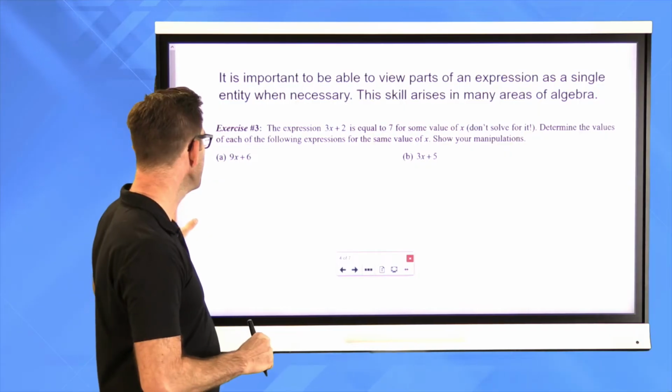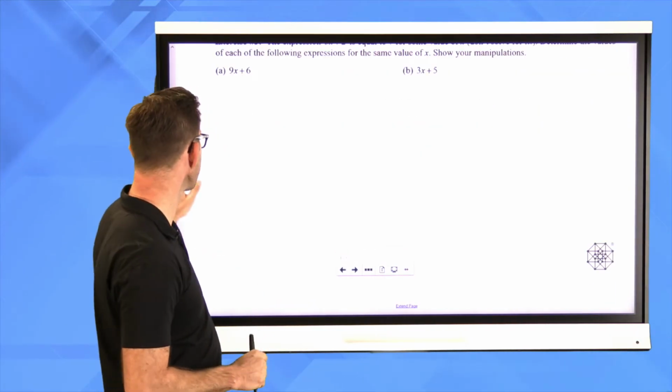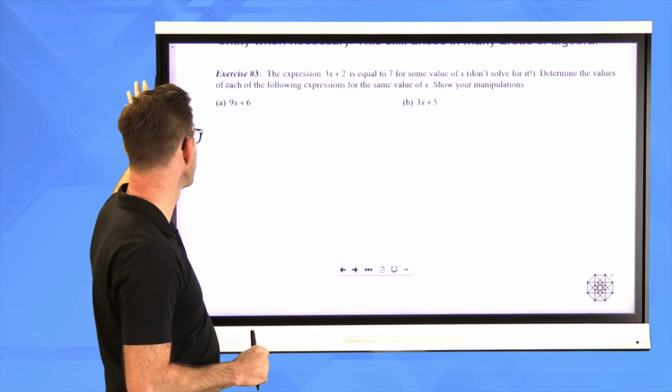So let's do it. Exercise number 3, if I can get this thing to come down. Apparently I can't. Oh, there it goes. Little lag on my board here.